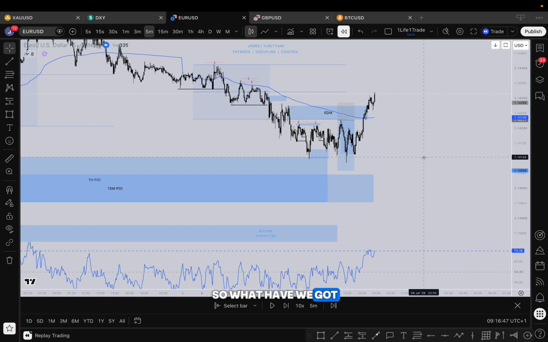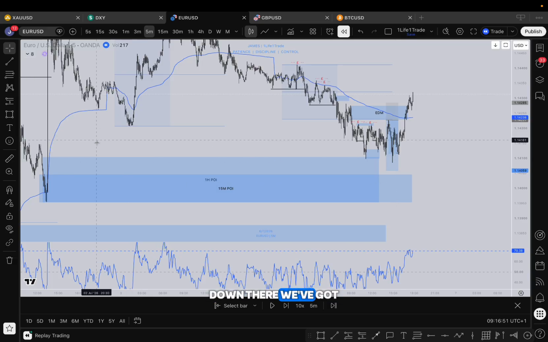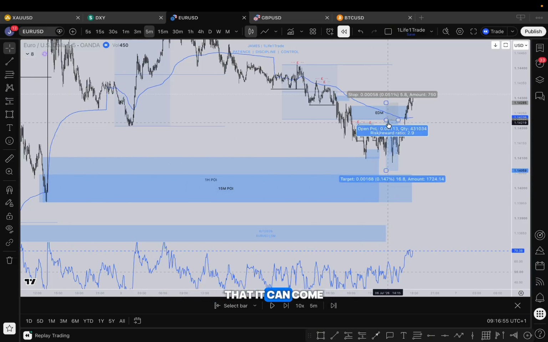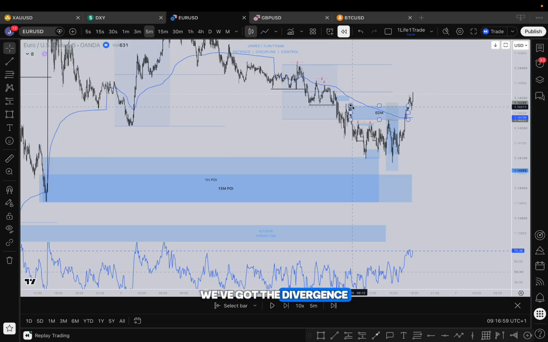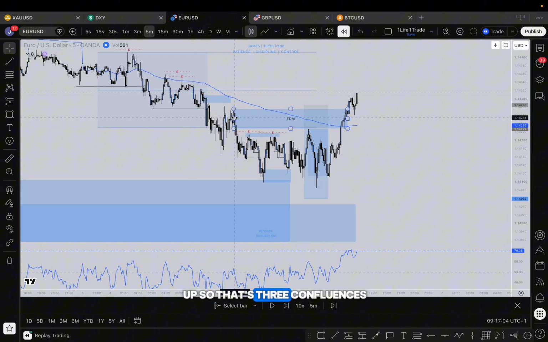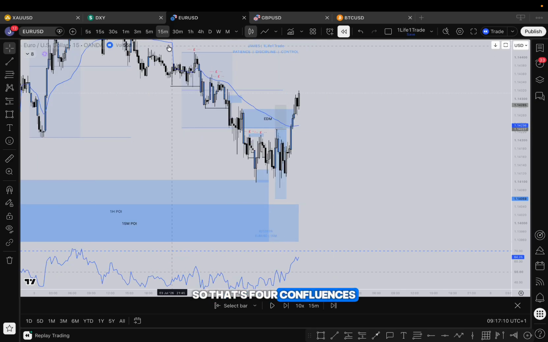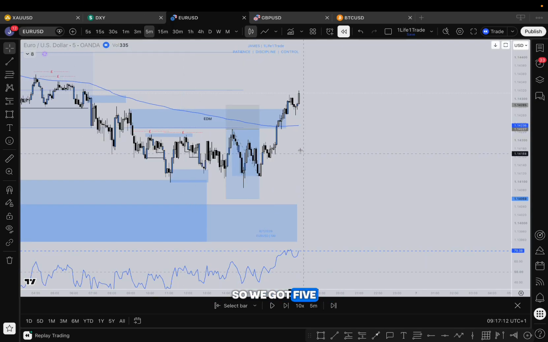So what have we got? We're coming down into buy. So we know our target's down here. We've got imbalances. So that's one confluence. We've got liquidity that it can come take and it can react from. So that's two confluences. We've got the divergence, which I showed you there, that I just marked up. So that's three confluences. We've got imbalance on the 15-minute. So that's four confluences. We've got the VWAP. So we've got five confluences. So you can see how we're building it up.